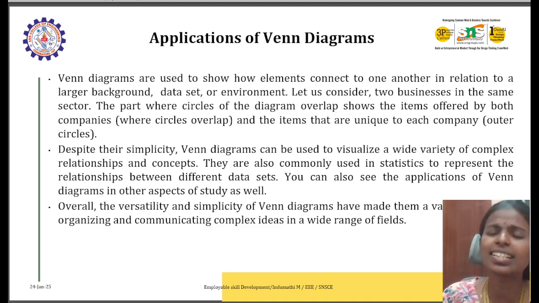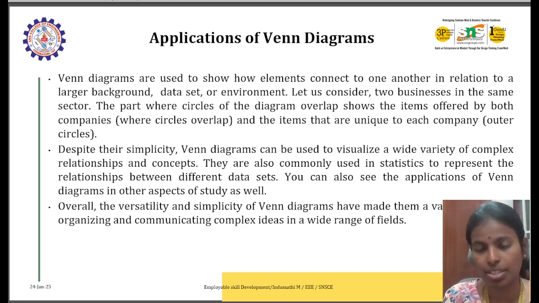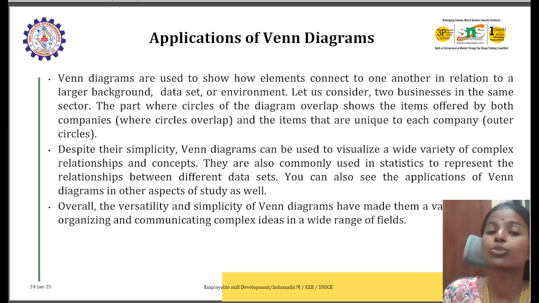And let's see the applications of Venn diagrams. Venn diagrams are used to show how elements connect to one another in relation to the larger background, data sets, or environment. Let us consider two businesses in the same sector. The part where the circles of the diagram overlap shows the items offered by both companies, and the items that are unique to each company are in the outer circles, which do not intersect or come in contact between the two circles.